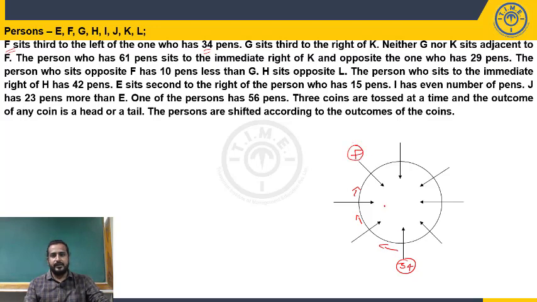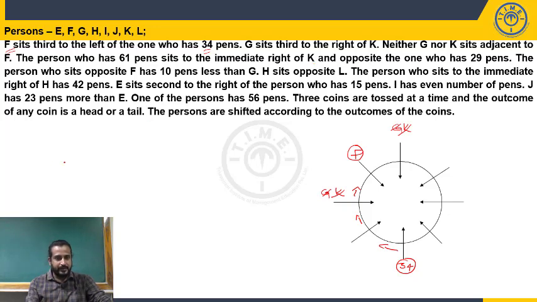Next, G sits third right of K. But where can I place? No, we don't know, right? Okay, wait. Neither G nor K is adjacent to F. It is neither G nor K, because it is mentioned that neither G nor K sits adjacent to F. And it is also mentioned the person who has 61 pence sits to the immediate right of K. Immediate right of K. Okay.